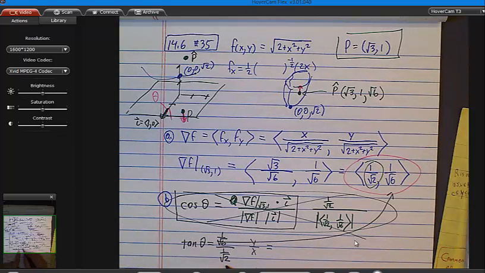So 1 over square root of 6 divided by 1 over square root of 2, I'm getting square root of 2 over square root of 6, right? So I'm getting 1 over the square root of 3. Yeah? That's kind of nice.